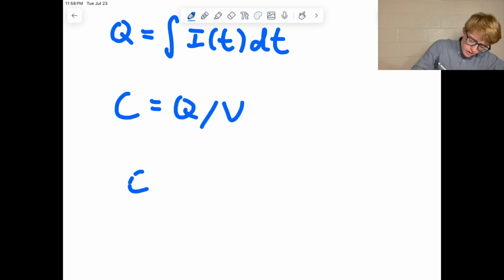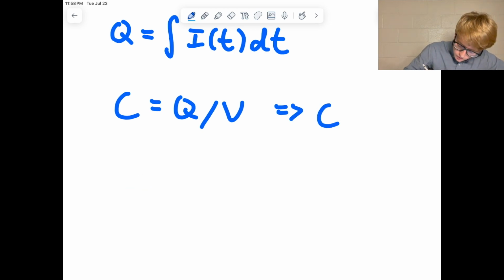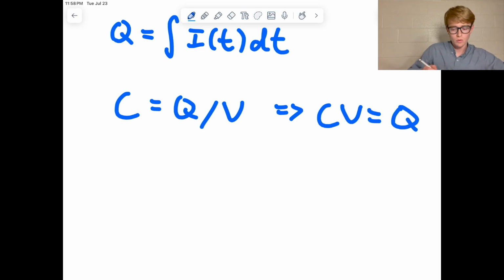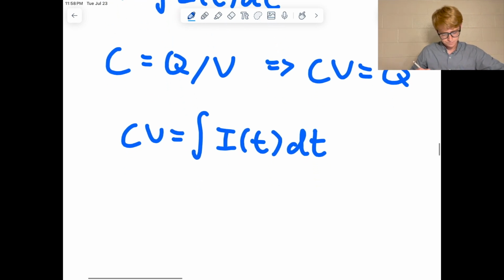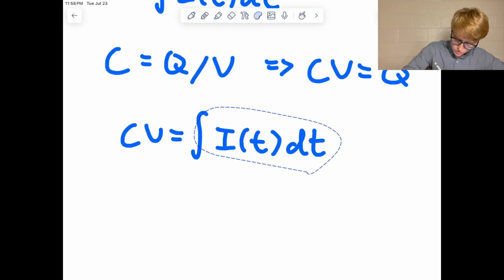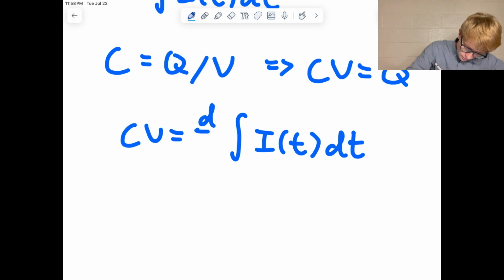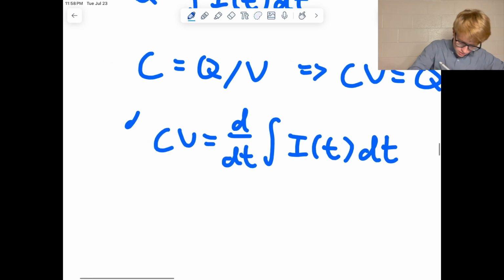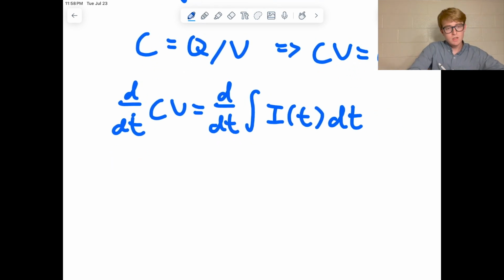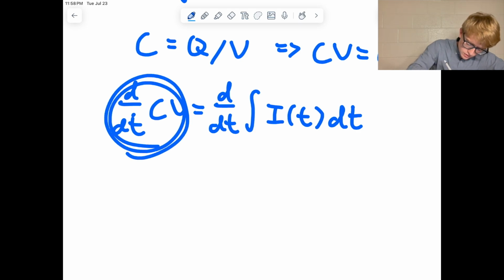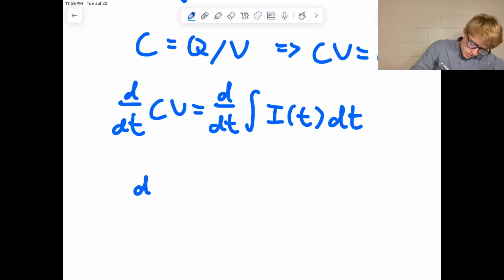Let's move some stuff around. We've got CV equals Q, and then let's plug in our Q equation. So we have CV equals the integral of I dt. Then let's use the fundamental theorem of calculus to get rid of the integral. Remember I said C is a constant, so on the left side we end up with just C dV over dt.